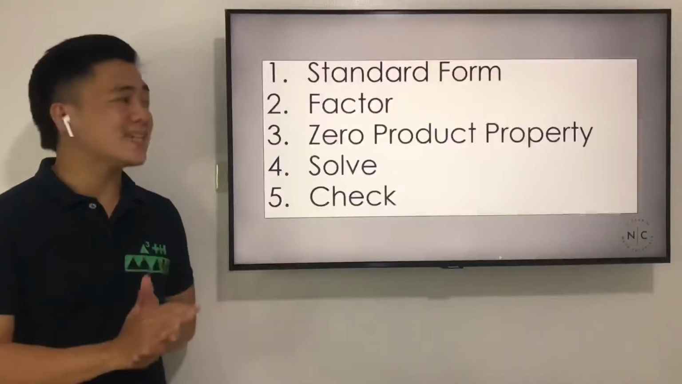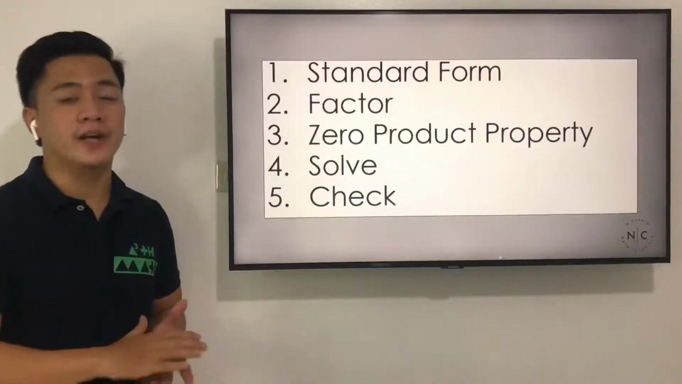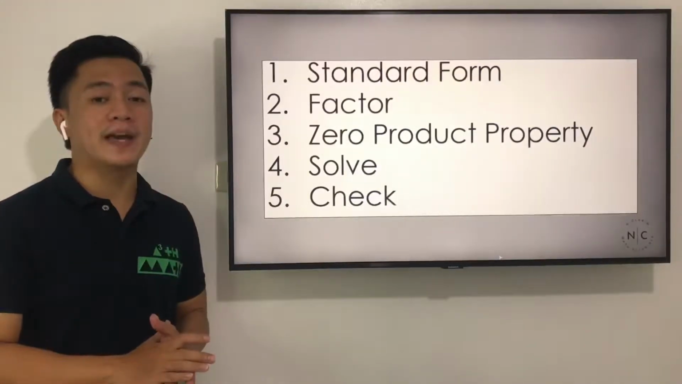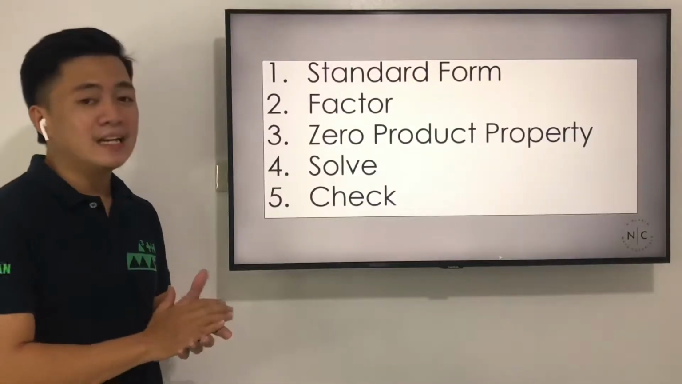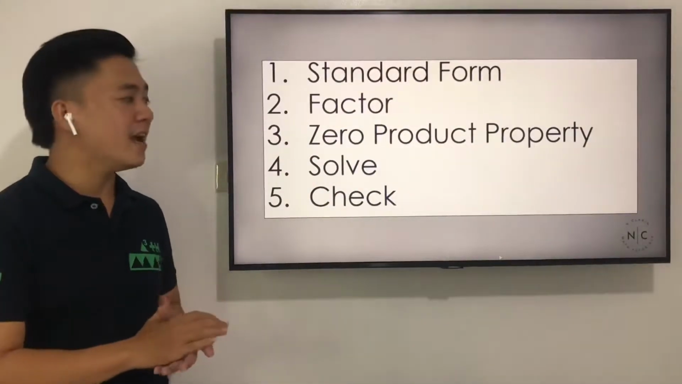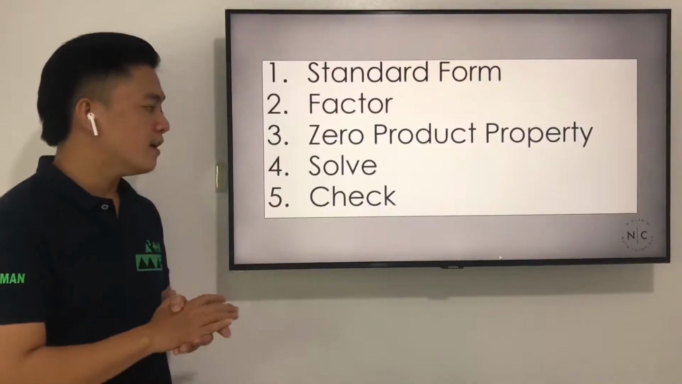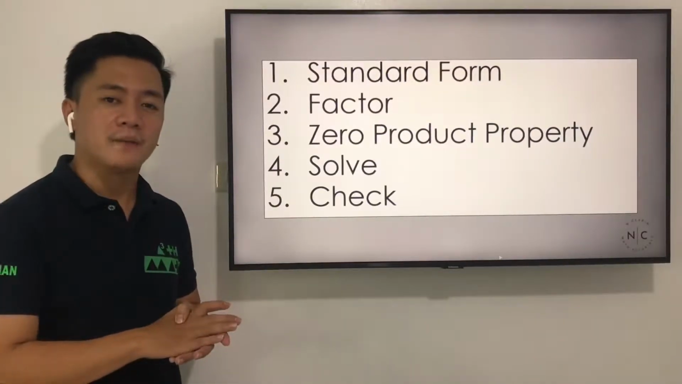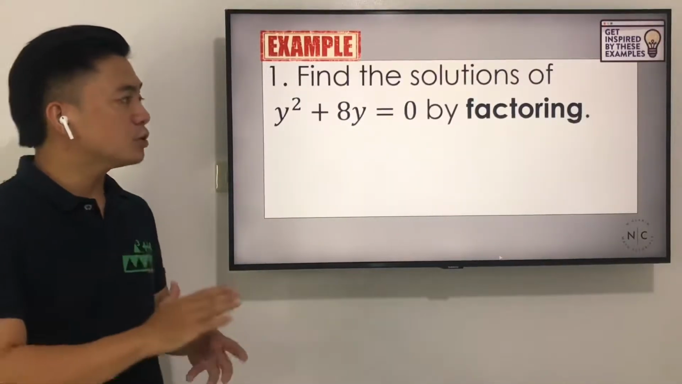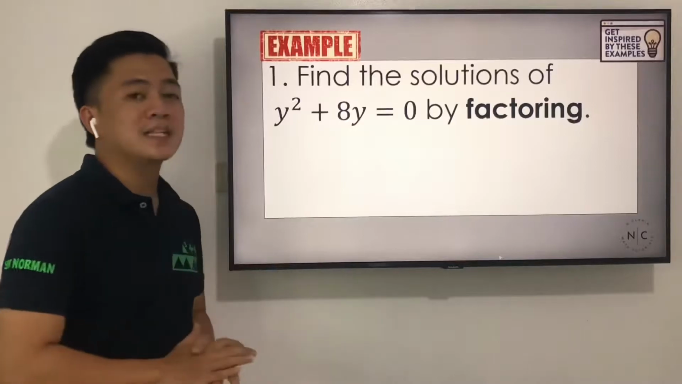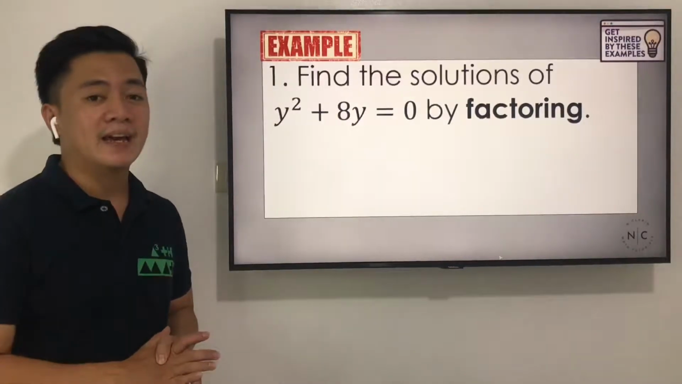So i-summarize natin kung ano yung steps na meron tayo in solving quadratic equations by factoring. First is standard form. Second, factor. Third is zero product property. Number 4 is solve, and then number 5 is to check. Let's have our first example. Find the solutions of y squared plus 8y is equal to 0 by factoring.